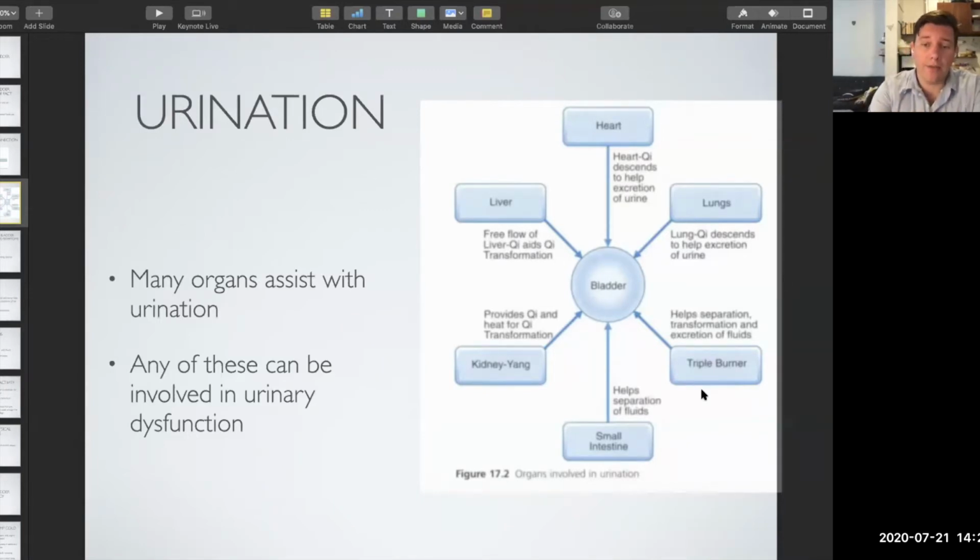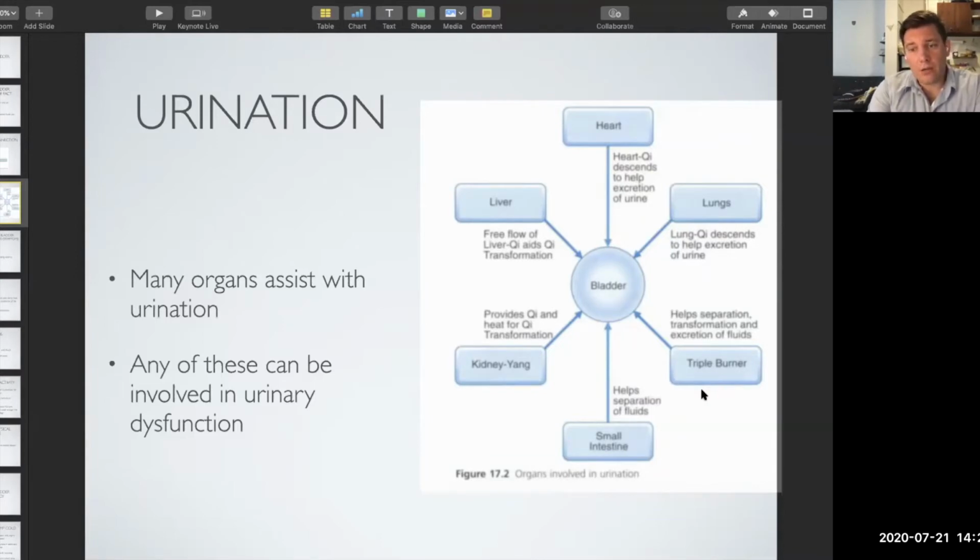Someone with severe kidney yang deficiency is going to not have the qi and heat for the qi transformation that occurs in the urinary bladder, which often results in the person having dribbling urination and cloudy urination. The small intestine is going to separate the fluids that go to the urinary bladder in the first place. So if the small intestine has a problem and isn't separating the clear from the turbid, then the person might have really watery diarrhea and then not be urinating.